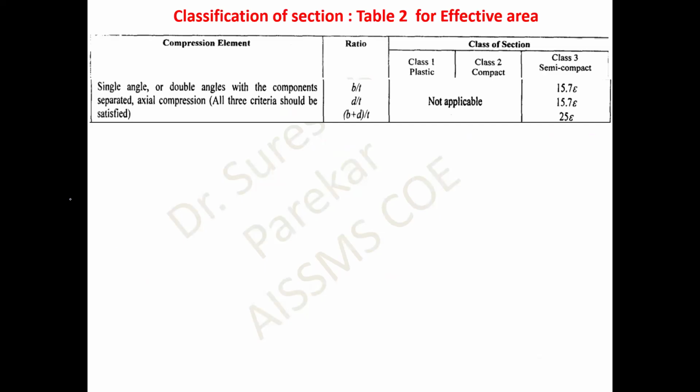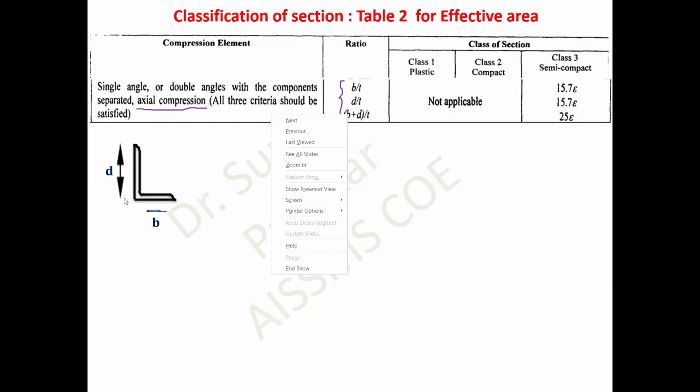So we have table 2 where we are going to get classification of section. Now here this is for angle section. So axial compression, it may be single angle, double angle with the component separated, and all these three criteria should be satisfied. Now what is B, what is D? So we have B is one leg and D is other leg. So we have this will be B. And then we have D, and then we have this will be my thickness.